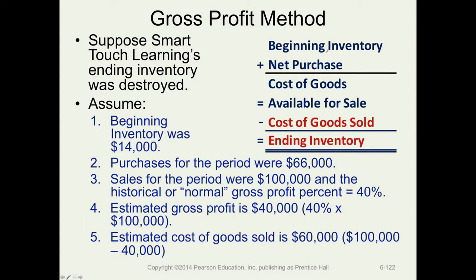Now, here are some numbers. Let's assume that the beginning inventory is 14. That comes from our records. And this is Smart Touch. And again, the inventory was destroyed by some casualty, so we can't physically count it. And now maybe we have an insurance claim.